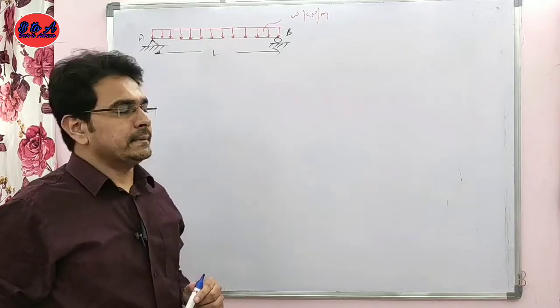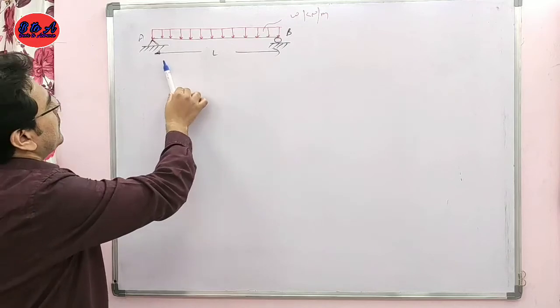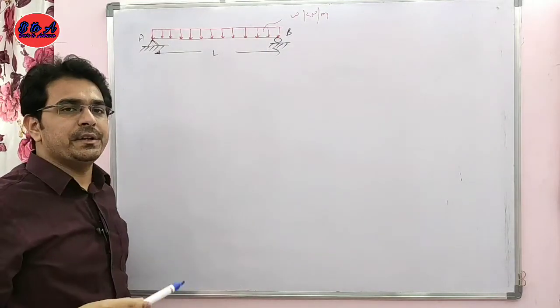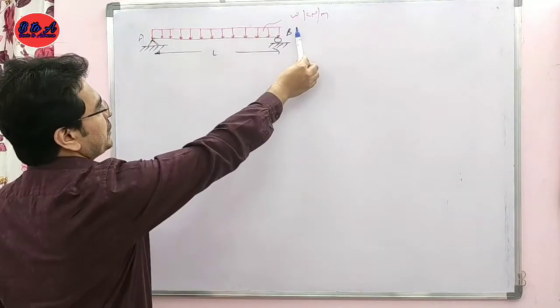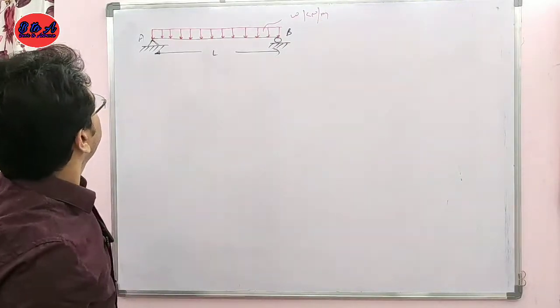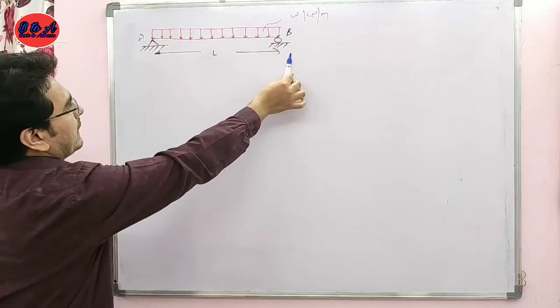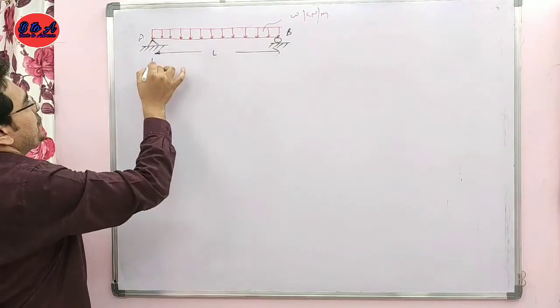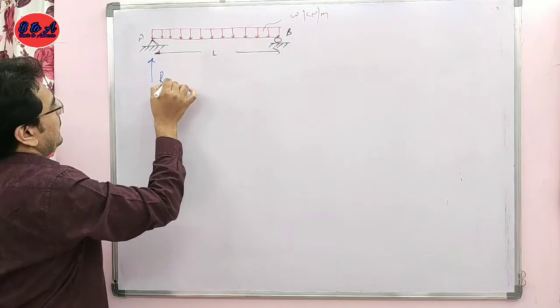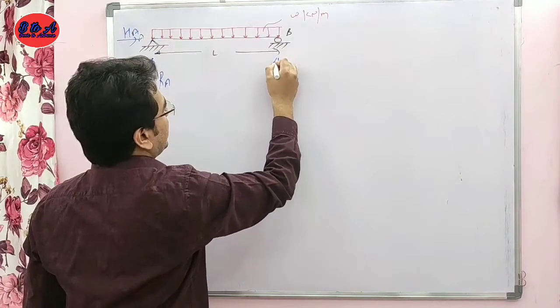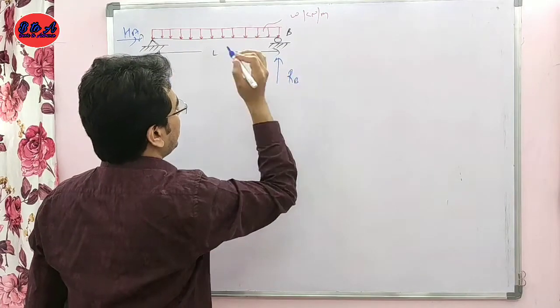Second numerical को देखते हैं. This is a simply supported beam subjected to a UDL, that is a uniformly distributed load having an intensity of W kilonewton per meter. So I want to calculate the reaction at hinge support and at the roller support. Hinge पर दो reactions होती हैं, that is the RA and the horizontal reaction is HA. Roller पर one reaction, that is I am representing it by RB.